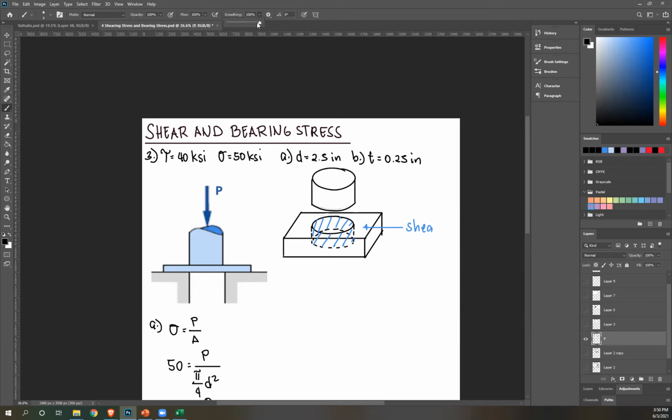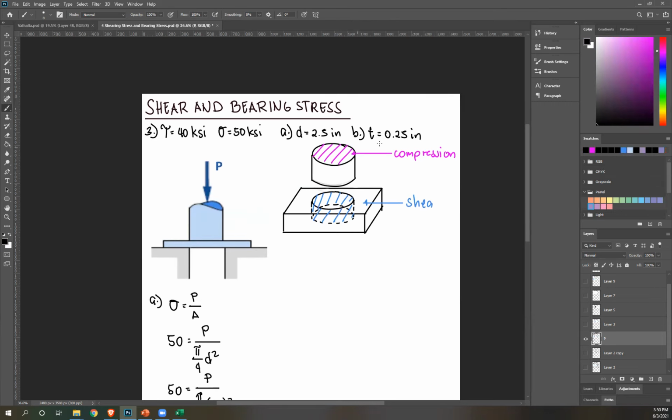Okay. Now this is the area experiencing compression. Sorry. So that's why this is the area of a circle, right? That's why our area here is pi over 4 d squared.